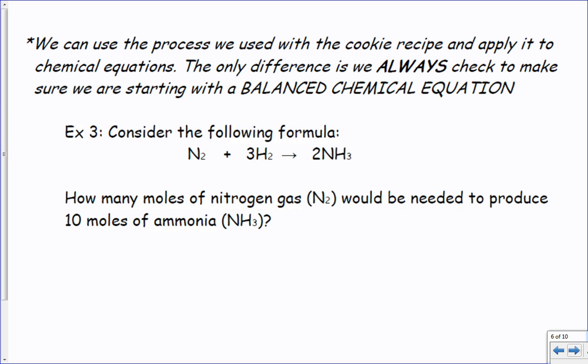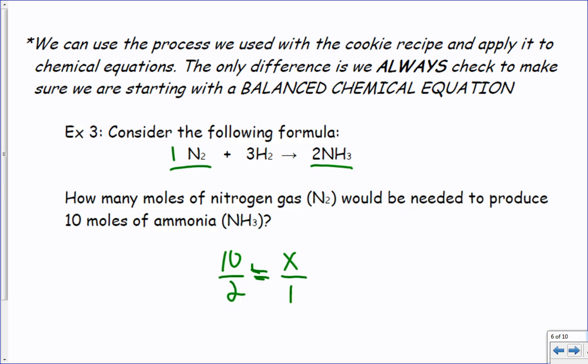So here's another example to consider, and now it's going to go right into a chemical compound. It says, how many moles of nitrogen gas, N2, I have 1 here. Remember, it's not there, it's 1. Would be needed to produce 10 moles of ammonia. Well, I have 2 there. So let me go 10 over 2 equals x over 1. And that 1 mole is the moles of nitrogen.